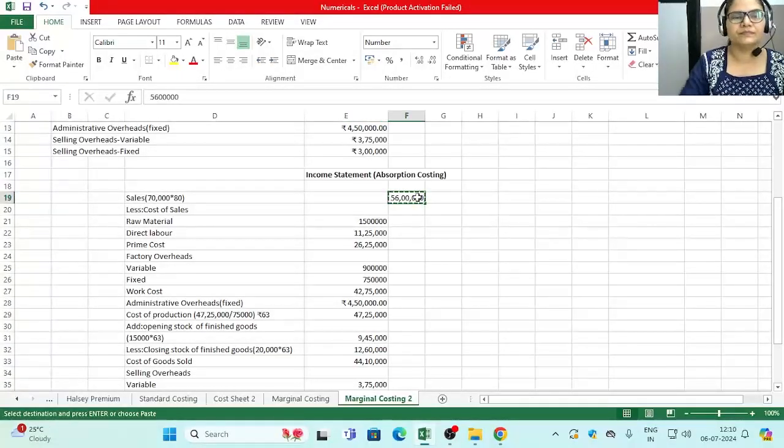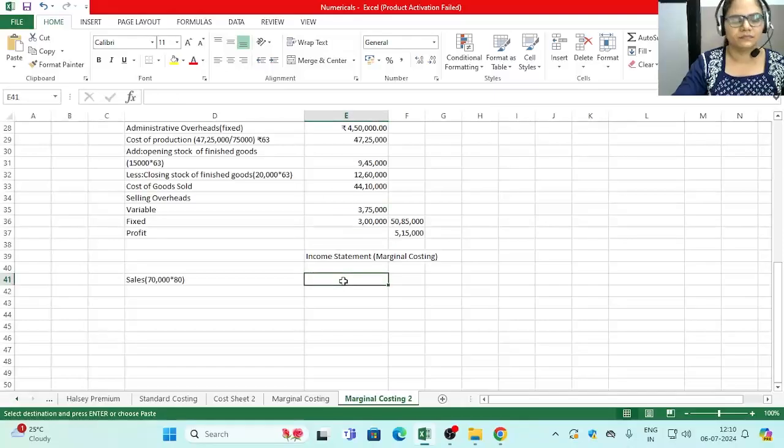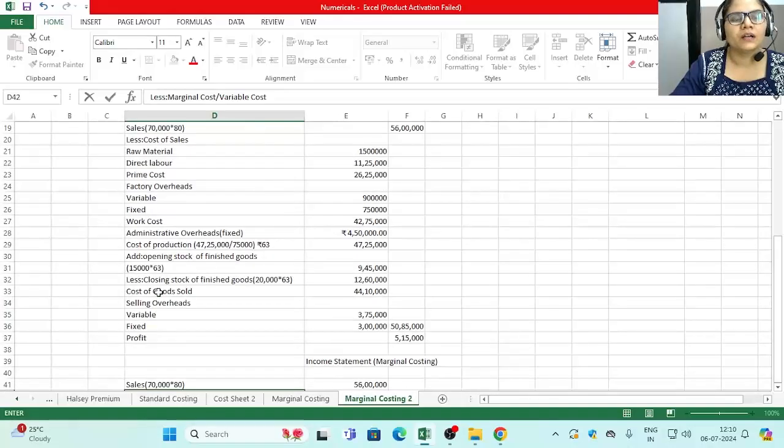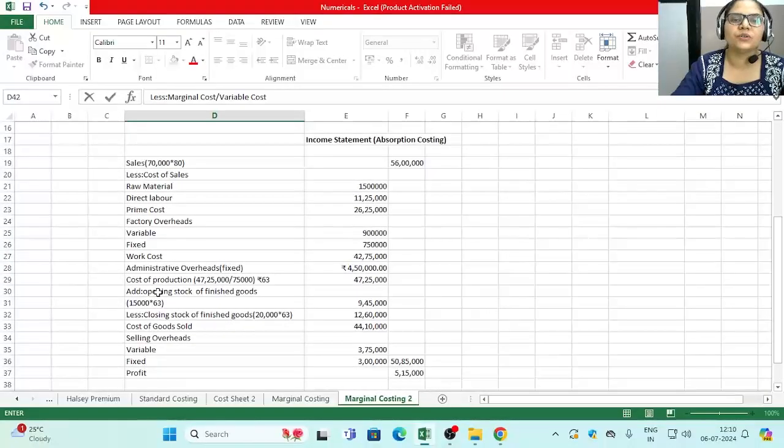₹56 lakh. Now we will deduct variable cost or marginal cost. Marginal cost or variable cost. We will take all variable cost first, as we usually do in marginal costing statements.